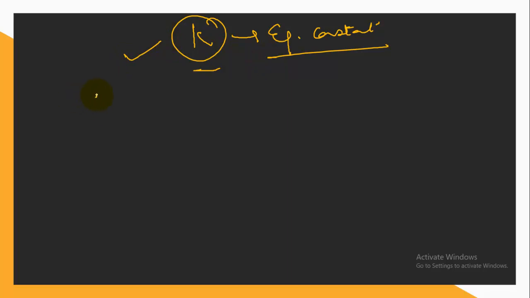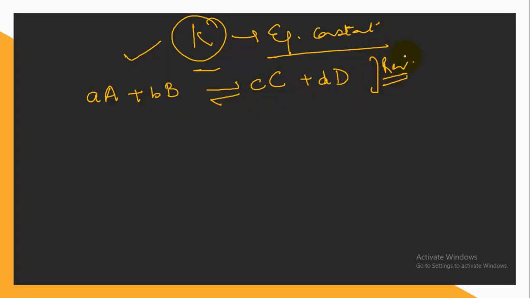So let's consider a reaction in which a moles of A react with b moles of B in order to give c moles of C and d moles of D. And this reaction is reversible, so we can see that C and D can give back reactants also. So that means it is a reversible reaction. And though it is reversible, obviously we'll get to see equilibrium also. Let's write the rate.